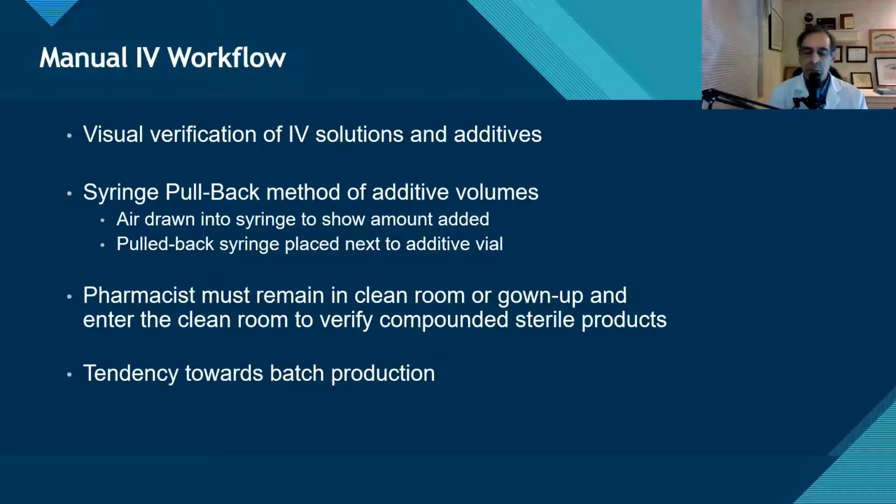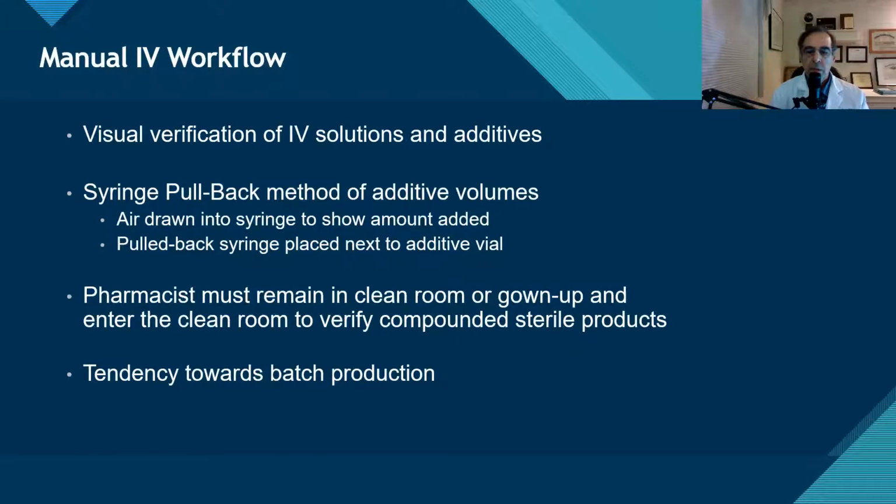ISMP has recommended against use of the syringe pullback method. This is where you have a technician making your IV under the hood. They add the additive to the IV bag, and then they pull back the syringe, fill it with air, back to the volume that they injected into the bag. So this is supposed to indicate how much of that additive they put into the bag. But it's not reliable, and if there's a distraction or the technician isn't paying attention or doesn't pull it back exactly to the right spot, then we don't have a high degree of confidence that we've put the right amount of drug into the IV solution.